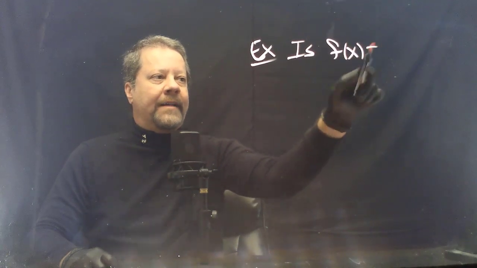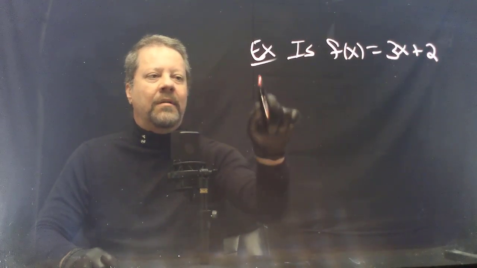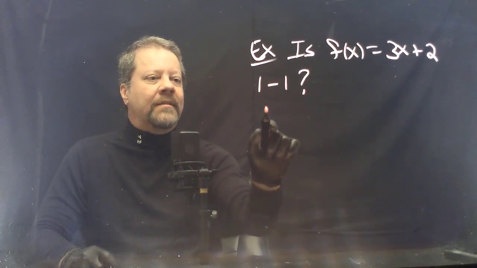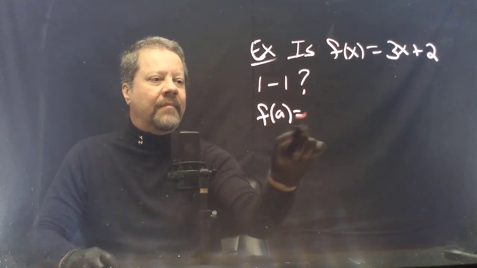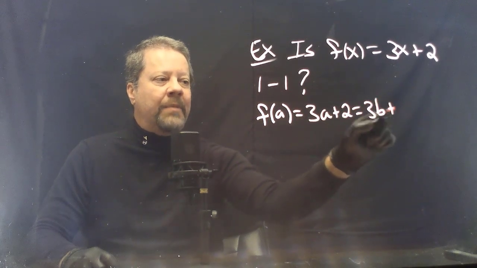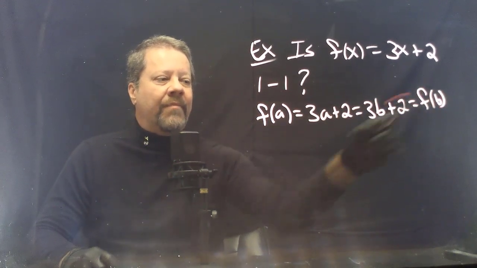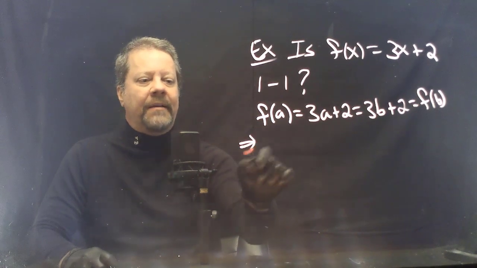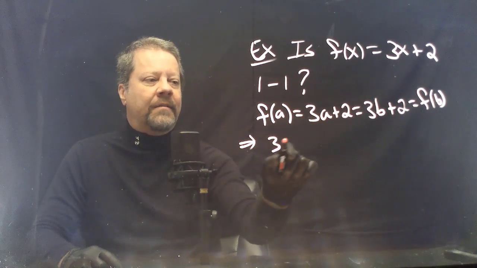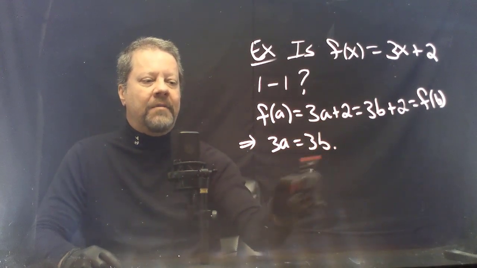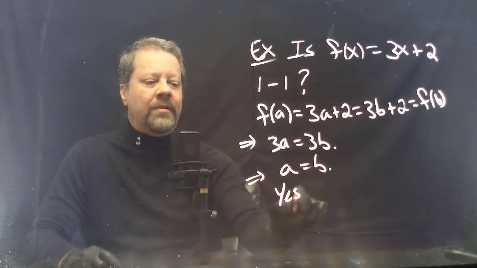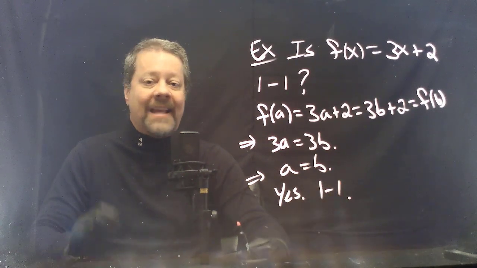Is f of x equals 3x plus 2 one-to-one? Well, let's try this out. Suppose f of a, that's 3a plus 2, equals 3b plus 2, which is f of b. Does this equation imply that a equals b? Well, yes, because you can subtract 2 from both sides, and then divide both sides by 3. So yes, it is one-to-one. It is an injection.